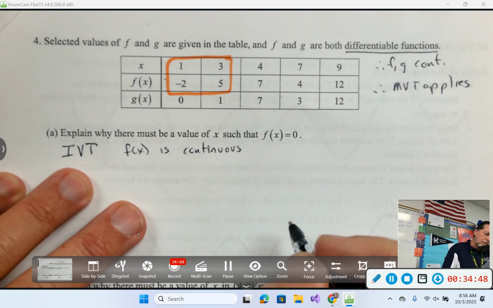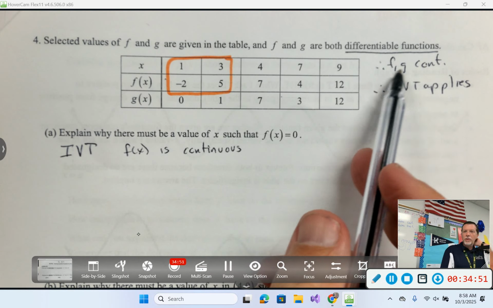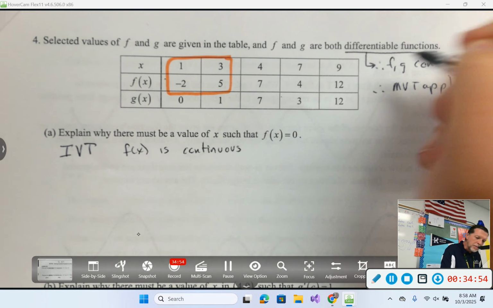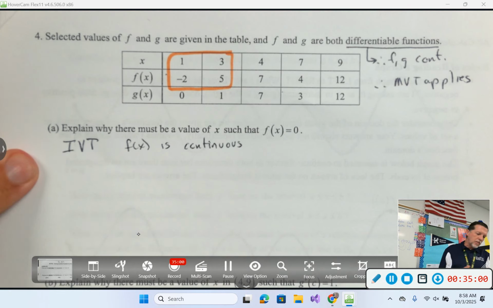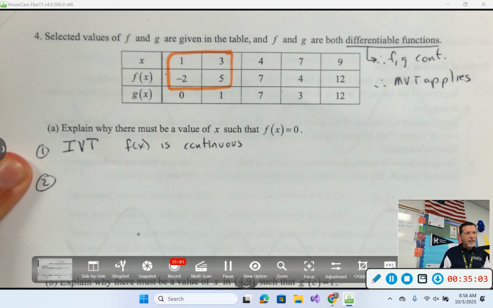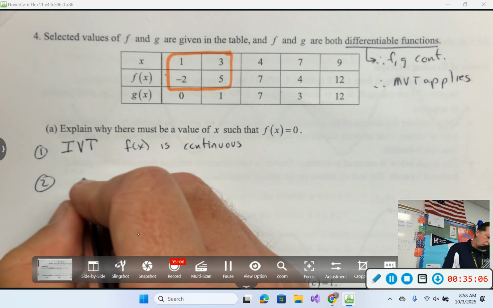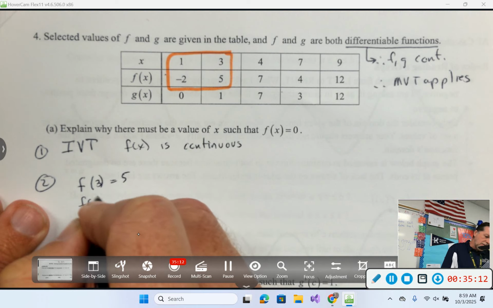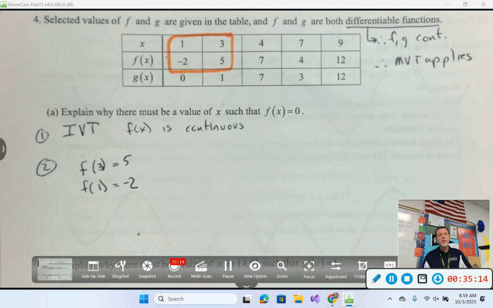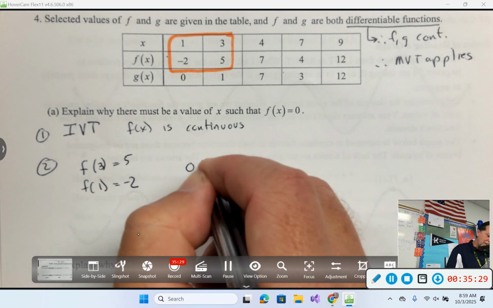F of x is continuous. I think we're okay to just say that because we already said differentiability implies continuity, so we don't have to state why because we already said why. So that's the first step of IVT. The second step is the y values. So f of 3 equals 5, f of 1 equals -2. The next step is the obvious, feels like dumb step. What do I need to say next? -2 is less than 0. Yeah, 0 is in between those two. Yes, it is.